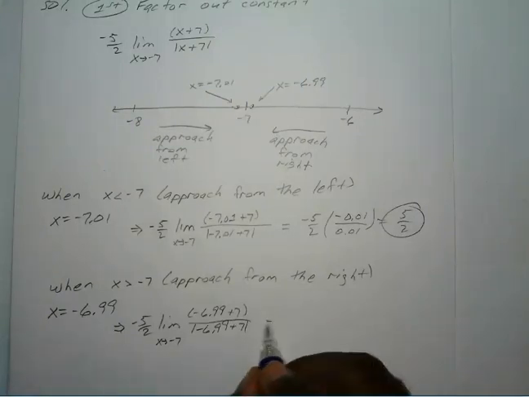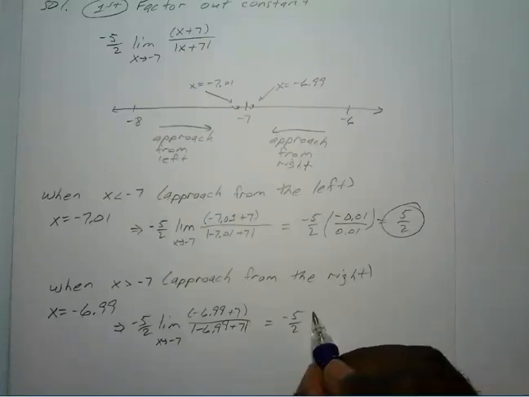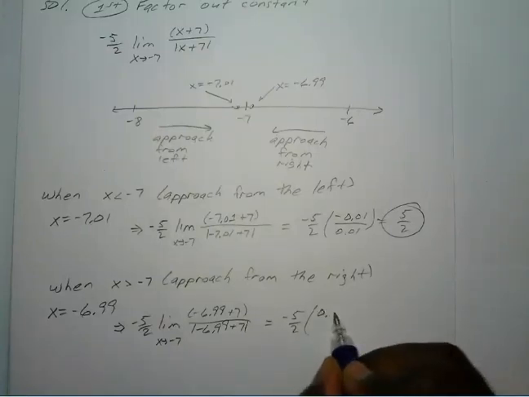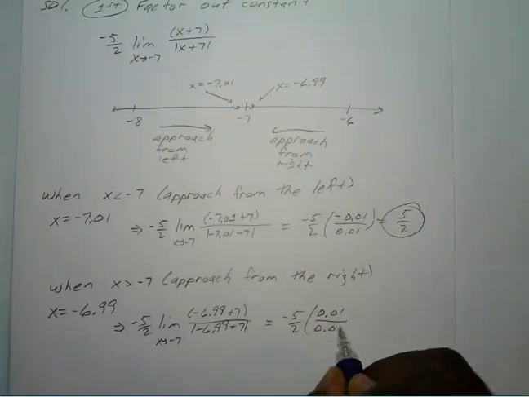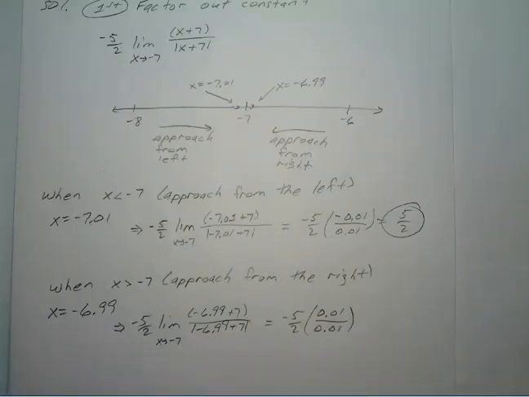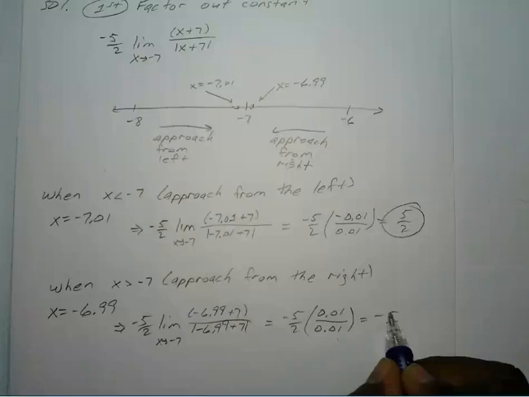Alright, so what that gives us is negative 5 over 2 times 0.01 over 0.01, because these two just end up being the same. So anything divided by itself is just 1. So you have negative 5 over 2 times 1 is negative 5 over 2.